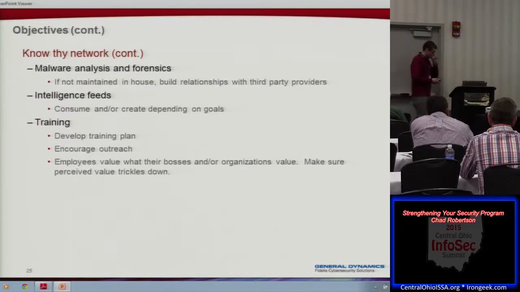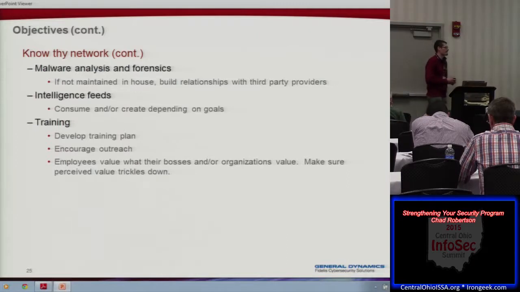Develop a training plan, encourage outreach. Employees value what their bosses and organizations value, so make sure perceived value trickles down. Training is important. We all know this. And make sure the paradigm is that security is valued overall by the organization, because individual users will then be more valuing.